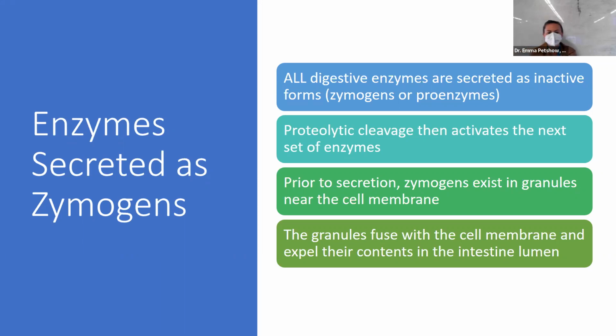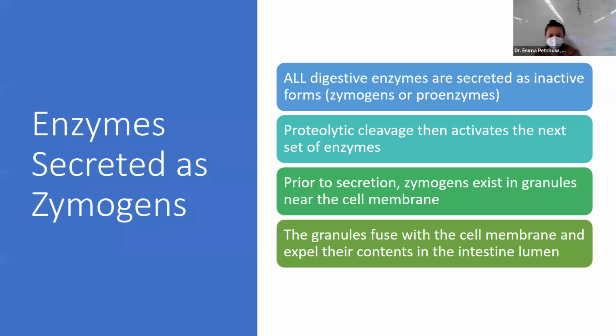This is typically proteolytic cleavage, which activates the next set of enzymes. This infamously happens down in our pancreas and small intestine, which we'll get to. Prior to secretion, though, zymogens are just hanging out in granules near the cell membrane, in that brush border, waiting to be released, to be stimulated. Oftentimes, a pH change is going to stimulate release, or potentially an actual chemoreceptor or a pressure receptor.